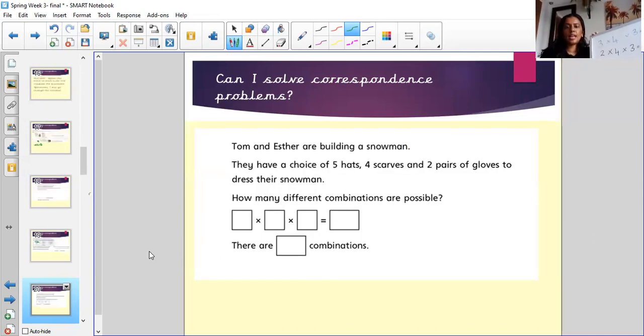Tom and Esther are building a snowman. They have a choice of 5 hats, 4 scarves, and 2 pairs of gloves to dress their snowman. So how many different combinations are possible? Maybe by now you might have caught on to what we do. We're going to do 5 hats times by 4 scarves times by 2 pairs of gloves. So 5 times 4 equals 20. And 20 times 2 equals 40. Fantastic. So there are 40 combinations.